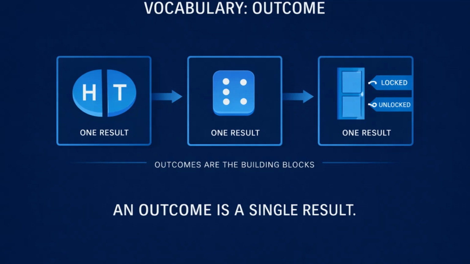Before we calculate anything, we have to understand the language of probability, because every problem starts with vocabulary. The first term is outcome. An outcome is one single result. If you flip a coin, heads is one outcome and tails is another. If you roll a die, rolling a 4 is one outcome. If you check whether a classroom door is locked, locked is one outcome and unlocked is another. Outcomes are the building blocks.